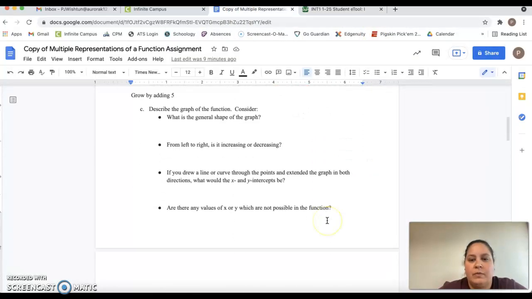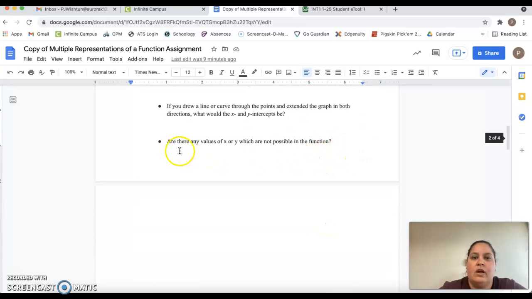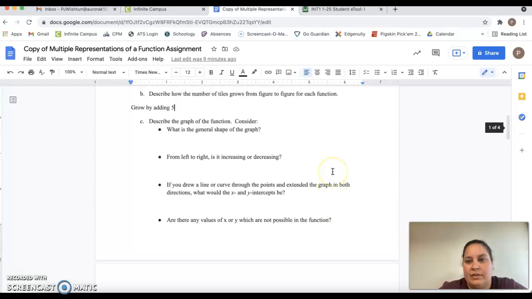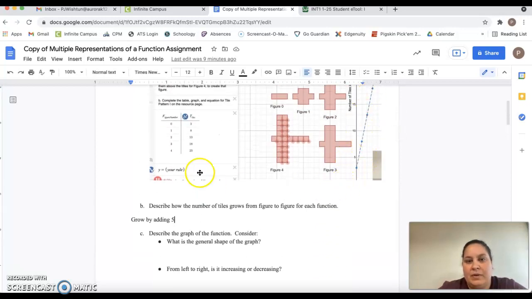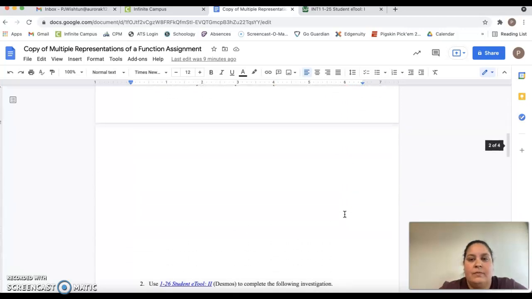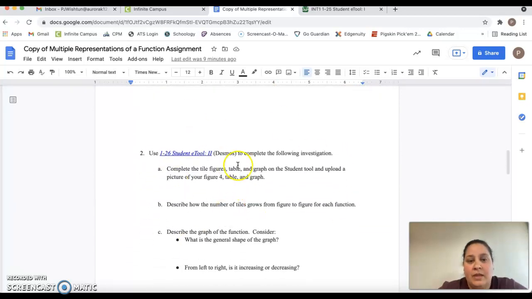Okay, and then you just have a couple more questions that you're going to fill out for this one. Are there any values where x and y are not possible? Okay, well, if I think about it, I can pretty much pick any number over here and plug it in. So it should be all possible. And then I'm going to do that same thing several times.